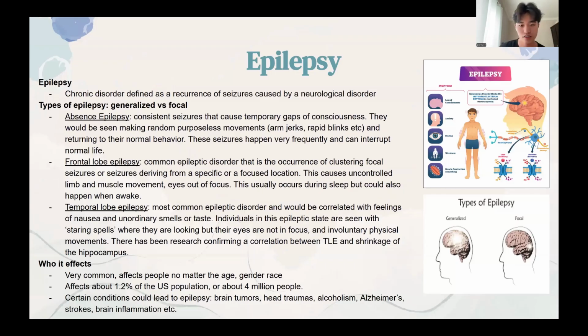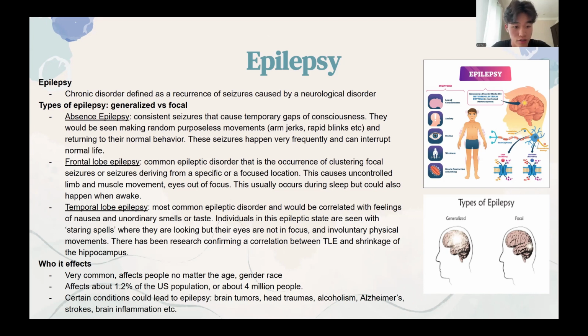Okay, next is going to be neurological diseases. First up is epilepsy. Epilepsy is described as a chronic disorder, which is the recurrence of seizures caused by a neurological disorder. There are many types of epilepsy. The main focus ones are going to be the generalized or focal. Focal means that it's going to target a specific part of your brain, whereas generalized epilepsies means that multiple parts of your brain will be affected.